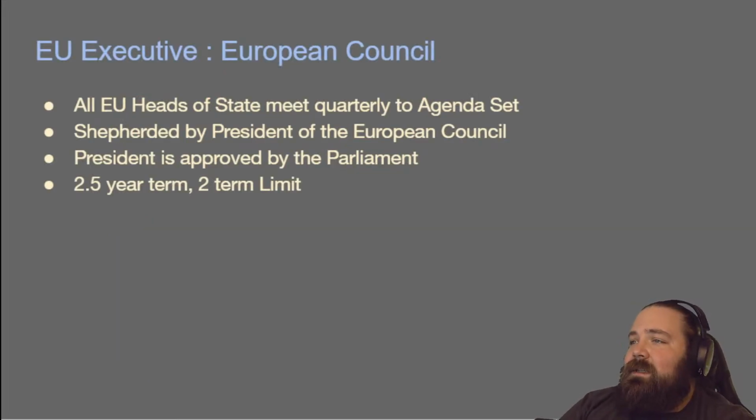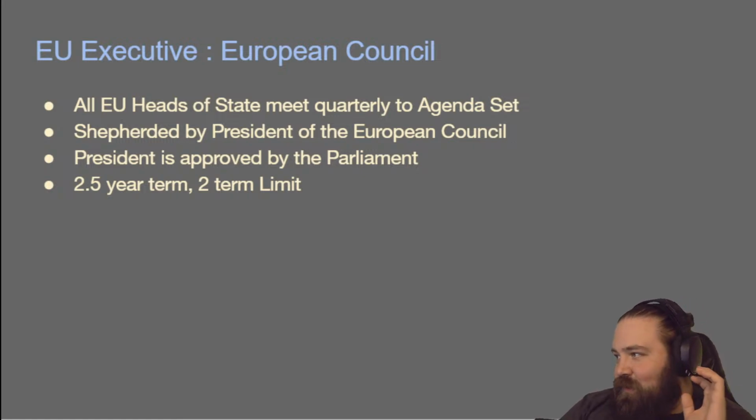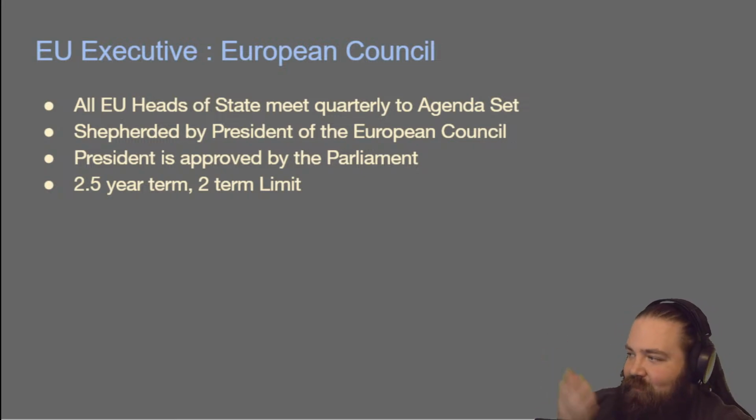So the biggest and perhaps most important executive body, maybe not the most powerful one, but the most important one, is the European Council. Not the Council of the EU, but the European Council. The European Council is made up of all of the European Union's heads of state. So for the 27 member states, their prime minister or their president, whoever is the most powerful head of state or head of government within that state goes and meets as part of the European Council. They do that 4 times a year, quarterly. And that's where the agenda is set.